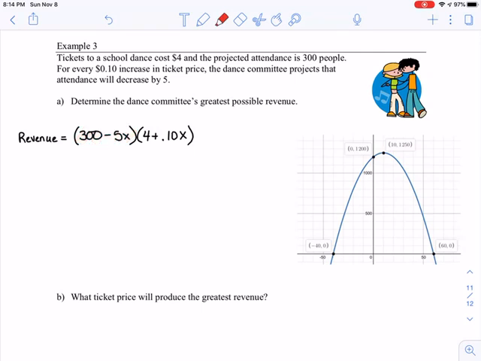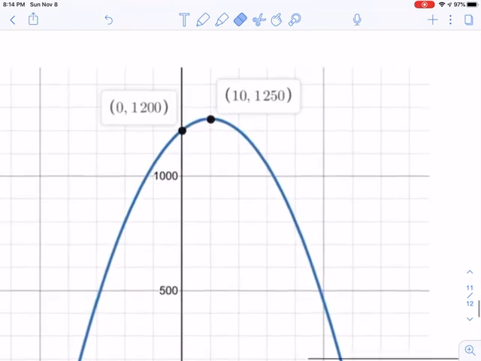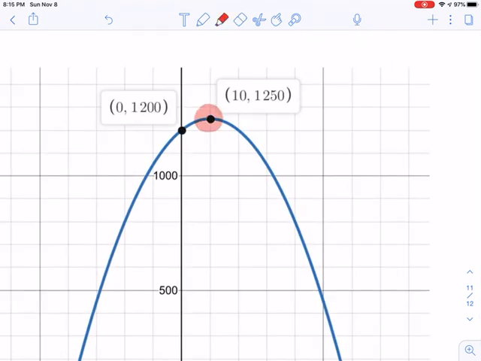So we want to maximize the revenue, and you make money by charging a certain amount and having people buy those tickets. So you multiply the number of tickets times the price of each one. And so here's a graph of that situation. And you can see that our maximum or greatest possible revenue, again, always occurs at the vertex, is going to occur when we increase 10 times.